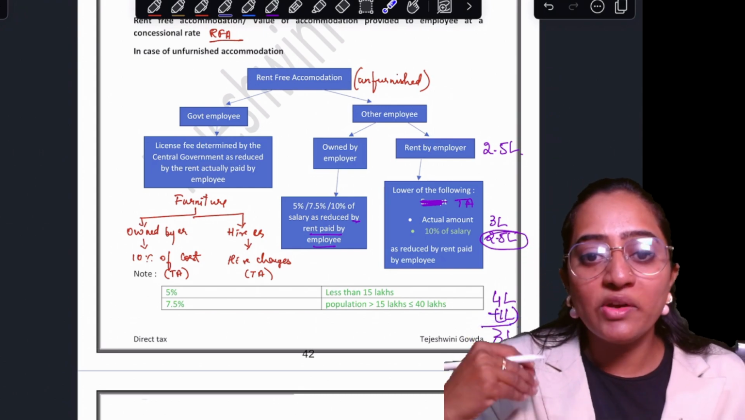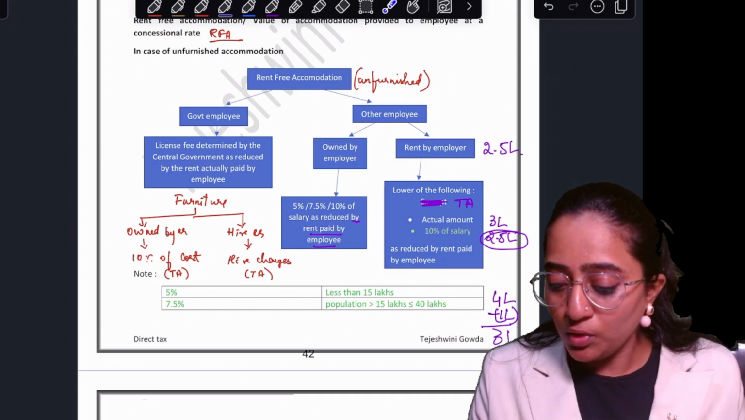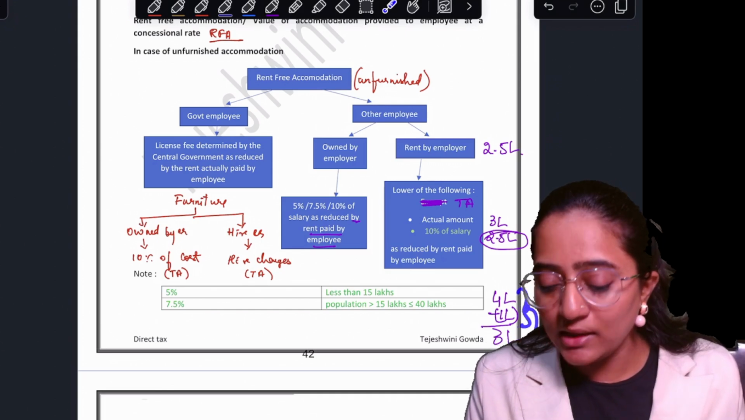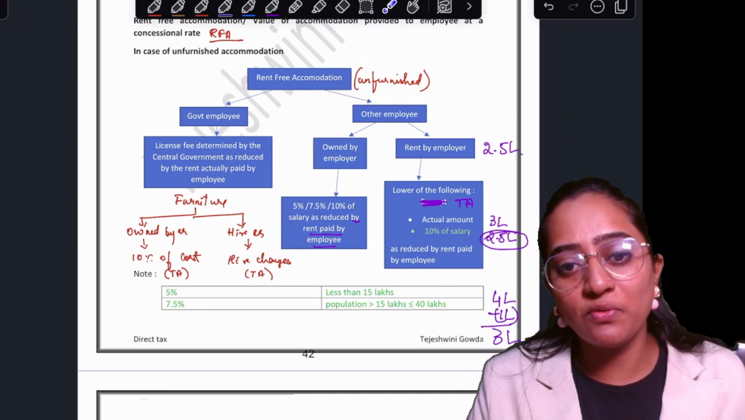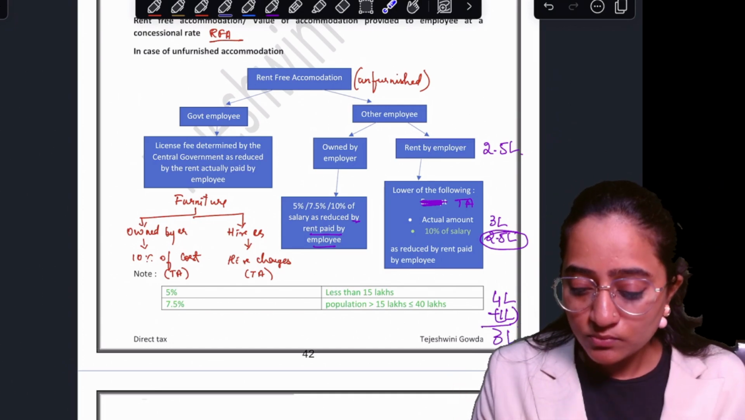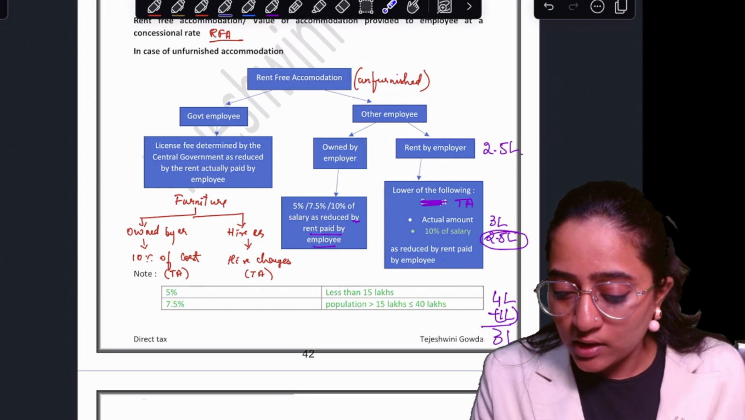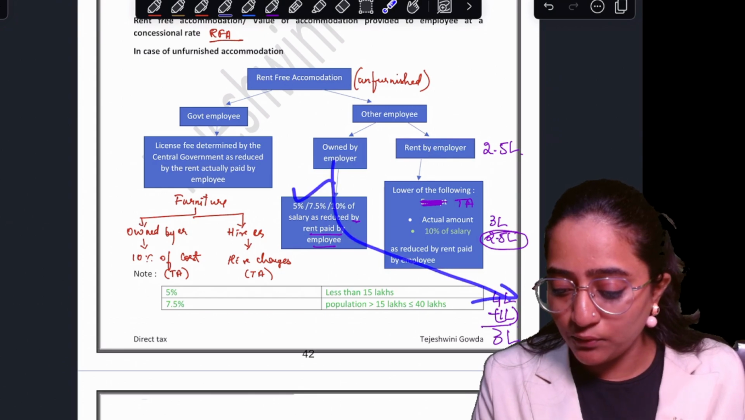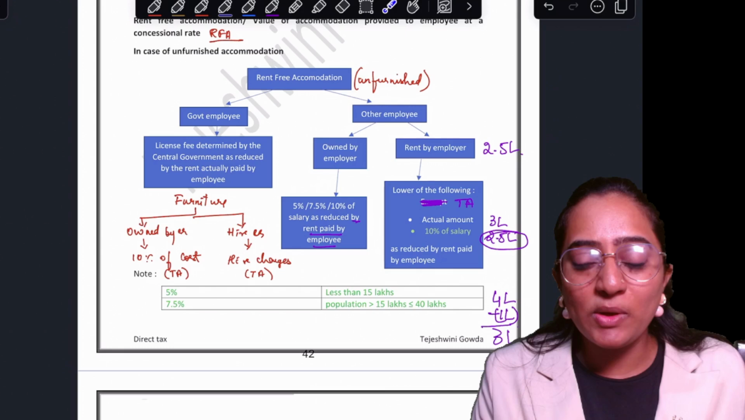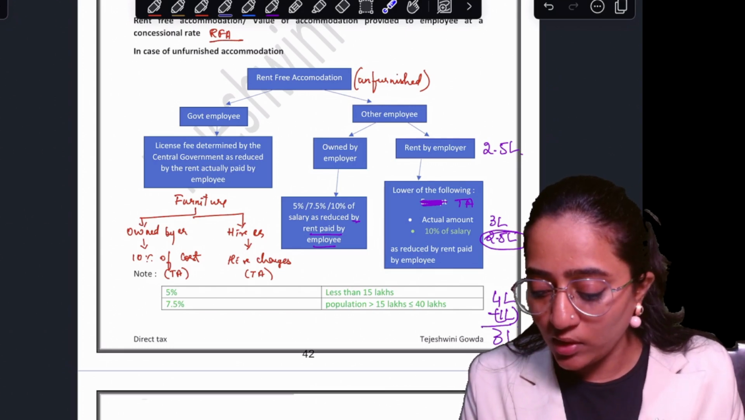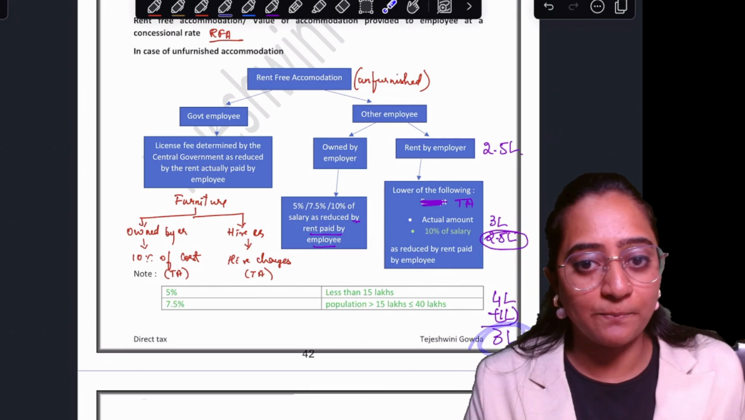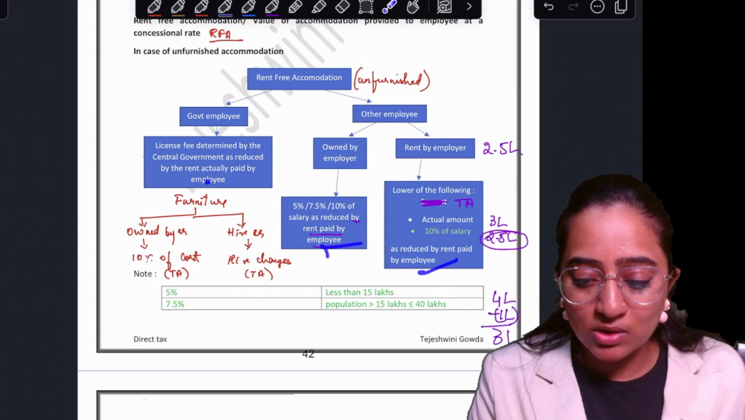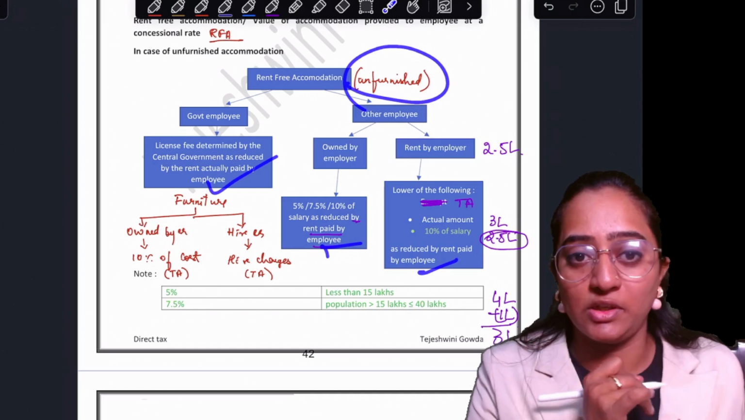Anything moving out of your pocket is a cost, no? So you always have to consider the net benefit which you are getting for the purpose of calculation. Suppose, if it is owned, 10% of the salary being considered is 4 lakh rupees, and you pay 1 lakh rupees out of your pocket as an employee, your net taxable amount shall be 3 lakh. The same point goes for all three situations. This is in case of unfurnished accommodation.